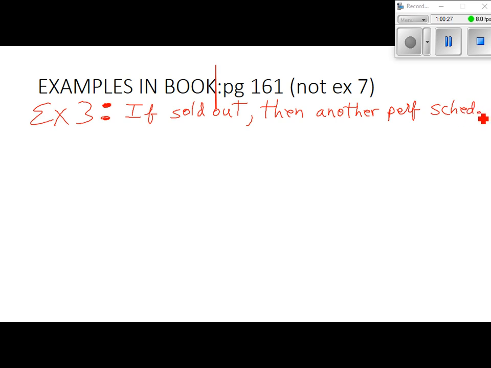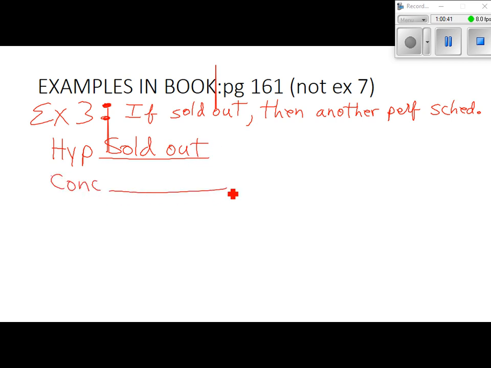What's the hypothesis this time? Sold out. So in that little blank right there, you can just write sold out. So if it's sold out, that's the hypothesis. What's the conclusion? Another performance scheduled. That's all you're doing on those, picking out the hypothesis and the conclusion.